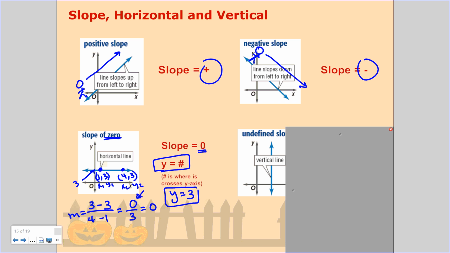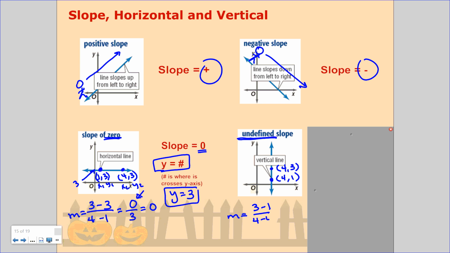The next and last kind of line we'll look at is a vertical line. Vertical lines have what's called an undefined slope. So again, let's talk about that. Let's say this is the point (4, 1), and this is the point (4, 3). Again, let's find our slope. So I'm subtracting my y's and I subtract my x's. In this scenario, I get 2 over 0. This time, the 0 ends up being on the denominator.